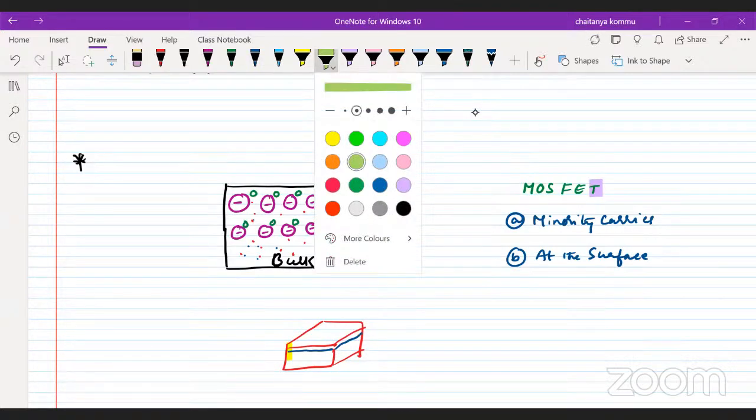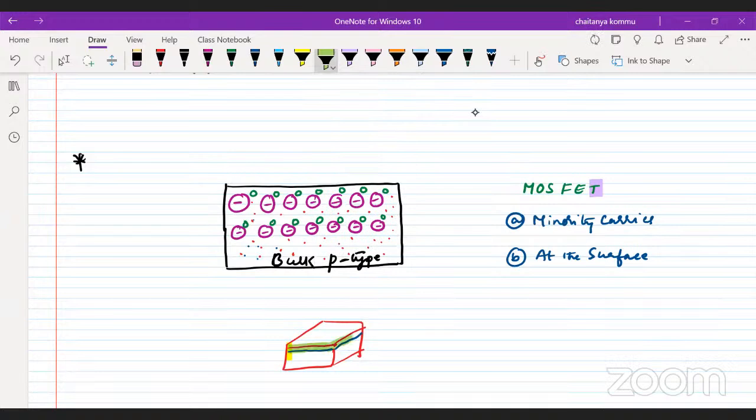So these portions are very important. Only at the surface it is required. So in order to do this, applying the potential difference between these two cannot solve our problem. Therefore, the carriers will move back and forth. It is not at all advisable.